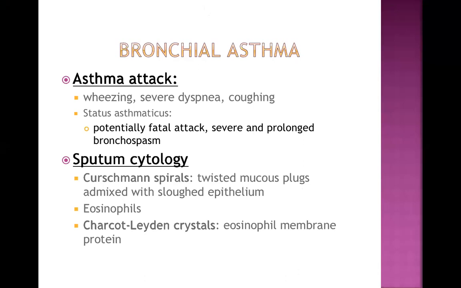Sloughed means some of the epithelial cells fall into the lumen of the airway. So the mucus plug and those epithelial cells are twisted together and form the Kurschmann spiral. Lots of eosinophils are also present in the sputum, which we can detect by microscopy. And Charcot-Leyden crystals are made of eosinophil membrane protein. They are a highly important MCQ question in any exam.